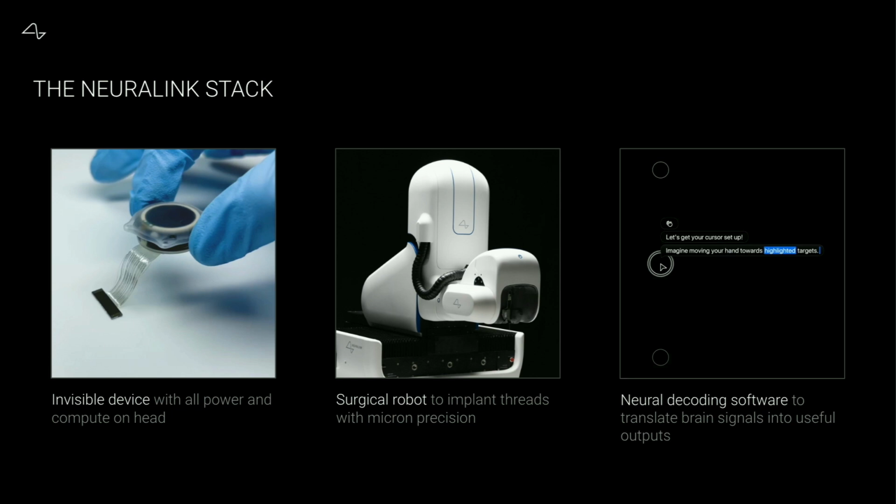The threads are inserted via a surgical robot. These threads are too thin and too flexible to be inserted by a human hand. So we've built our own neurosurgical robot to insert these threads, avoid vasculature, and move with micron precision. Once these threads are inserted and reading brain data, we send signals over Bluetooth to neural signal decoding software. This software can classify brain signals into something useful in the external world. This might be moving a cursor on a screen. This might be moving a robotic arm. There are many things you can do once you have these signals on a computer, and the purpose is to decode neural intent.